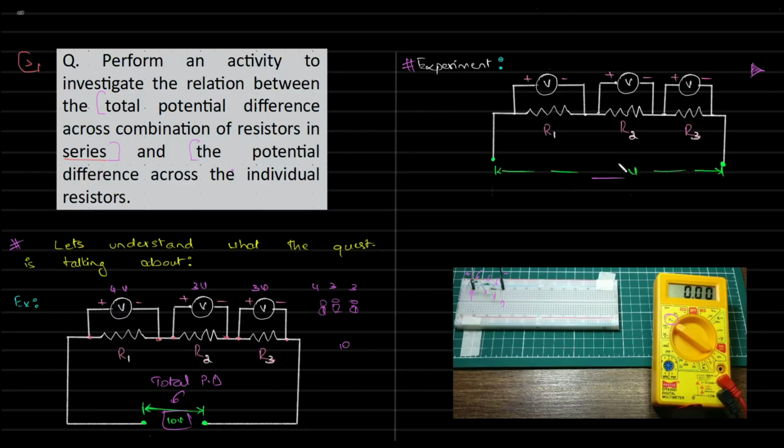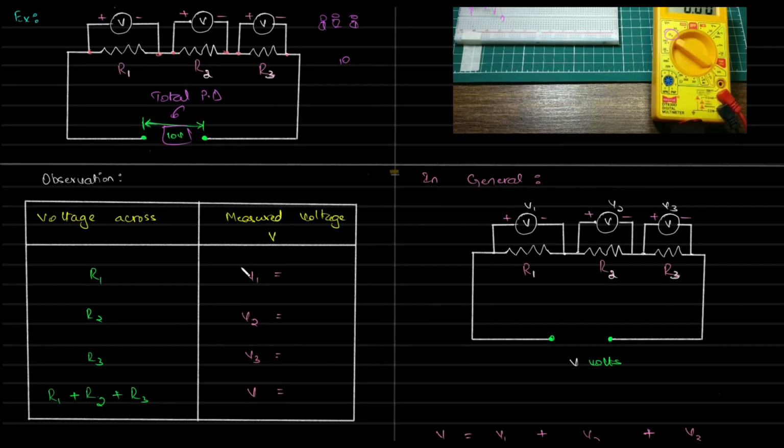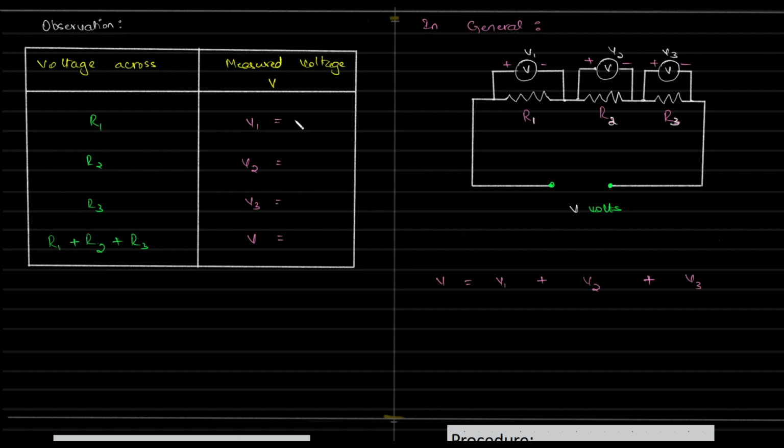So what was the first reading? It was around 5.44ish, the average was 5.40. The first resistor read around 1.66 volt, the second read 0.16 volt, and the third read 3.56 volt. So let's tabulate it. This is 1.66, 0.16, 3.56, and this is 5.40.